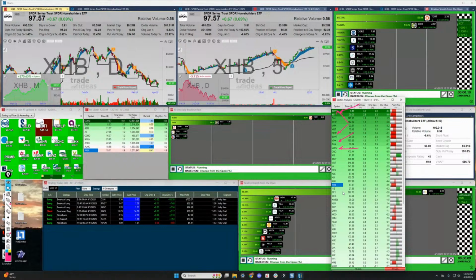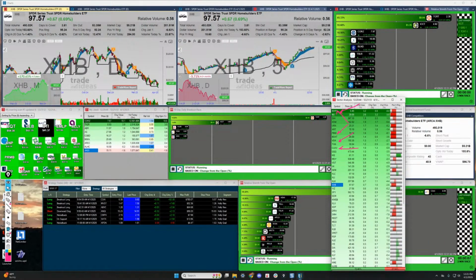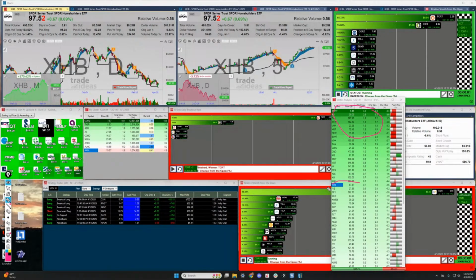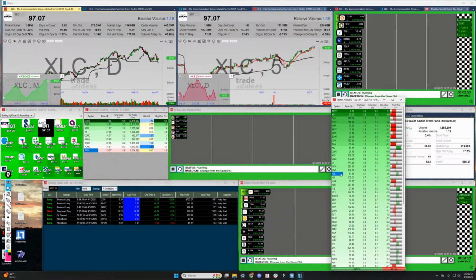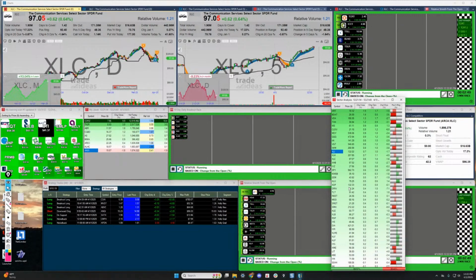But keep them in perspective, where we see how much green and where that green is. Those darker ones up here, not quite as important. These ones down here, a lot more important. Communication sector, I think that is important, right? So that's the kind of stuff that I'm looking at.